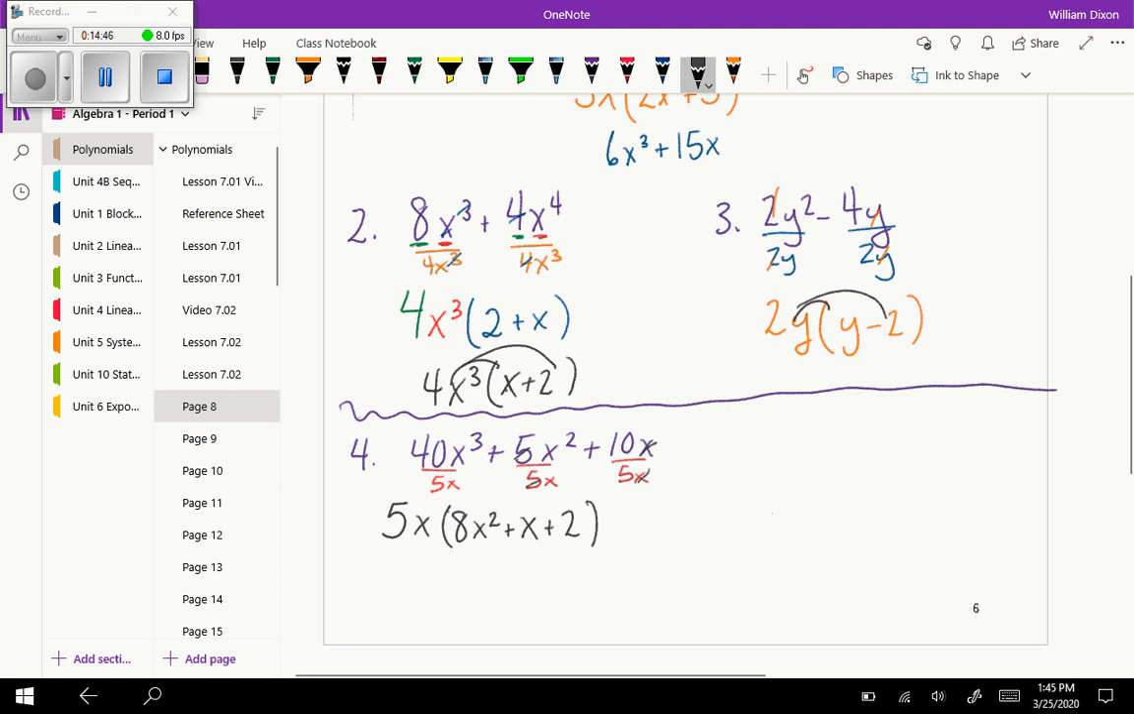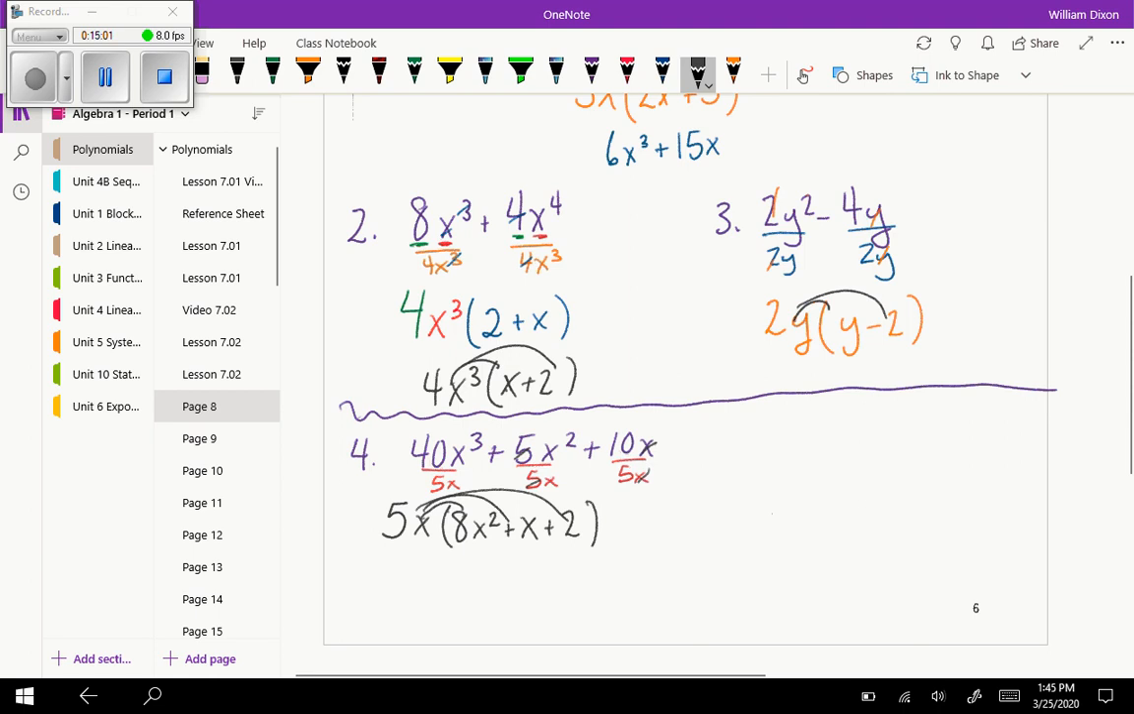Now, what do you do to check? I'm not going to do that with you. You can do it on your own, and you should. You're going to distribute to make sure you get back to the original problem.